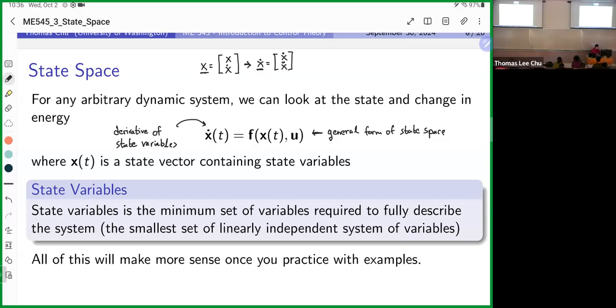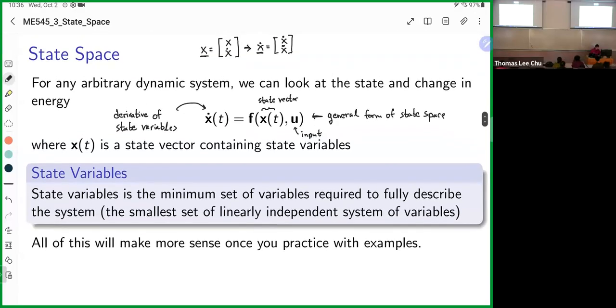So this is basically a function of my state vector, and then this is our input. In our previous example, force was our input. And when I'm talking about the smallest set of linearly independent system variables, on the previous page x double dot, the acceleration, is a function of position and velocity, meaning that the acceleration is not a state variable because it's dependent on position and velocity.